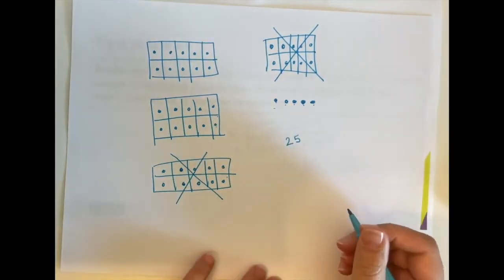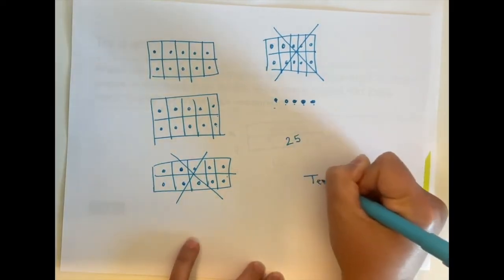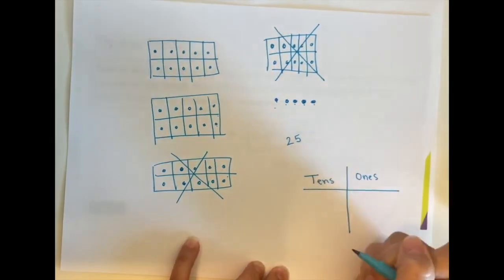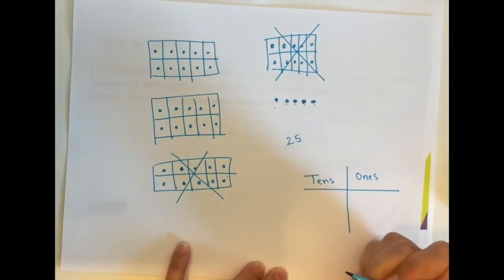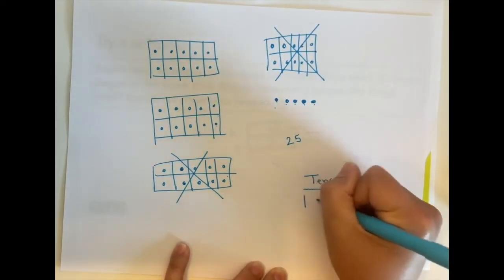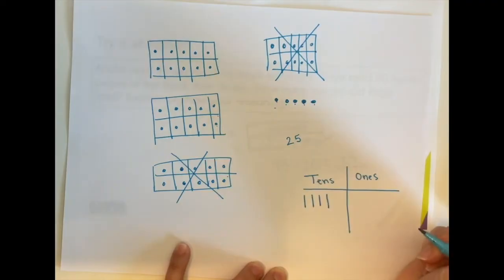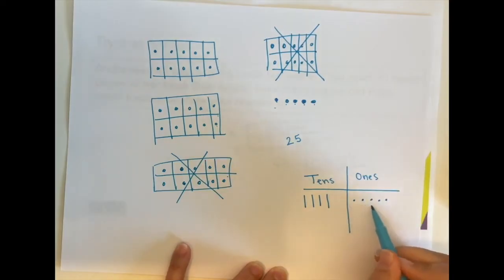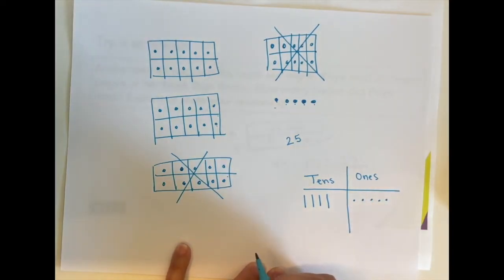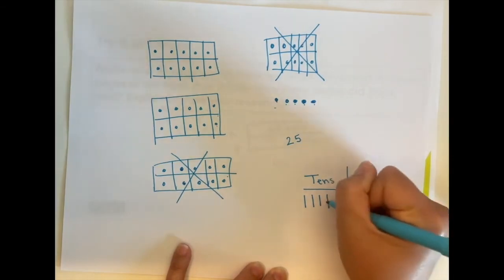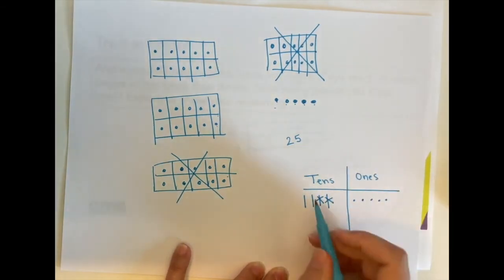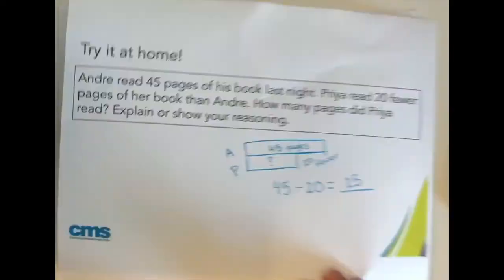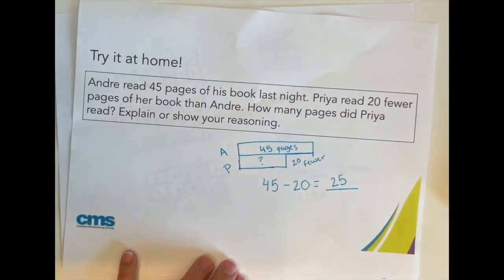Students may also think of this as tens and ones. They might represent the 45 with 4 10 sticks, 10, 20, 30, 40, and the ones with 5 ones dots. 1, 2, 3, 4, 5. They know that they're subtracting 20, or 2 groups of 10. 10, 20. And again, they're left with 2 tens and 5 ones. So I know that Priya read 25 pages last night.